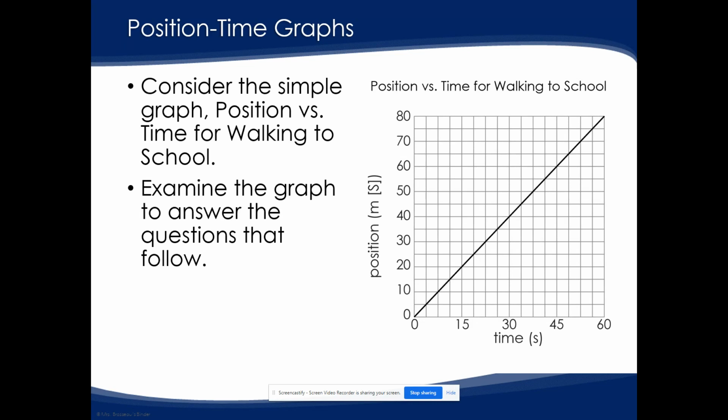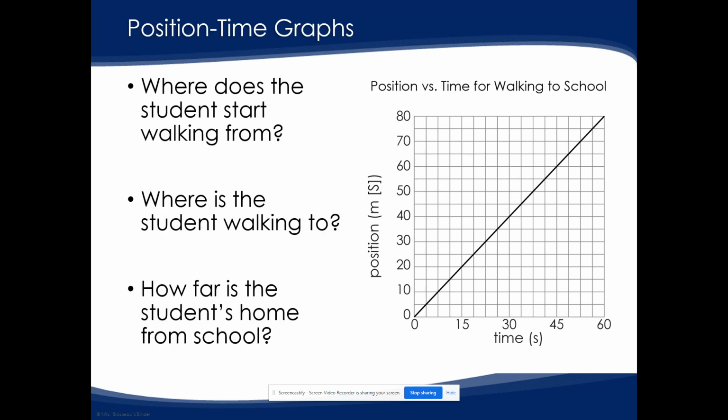So on this graph, we're going to look at someone walking to school from home, and we're going to go through answering a few questions about it. So where are they starting from? Well, if we look at the farthest left data point on our graph, we are starting at 0, 0, meaning we're probably starting at home. We have a distance of 0 meters, displacement of 0 meters.